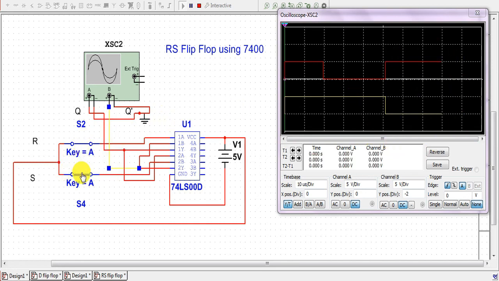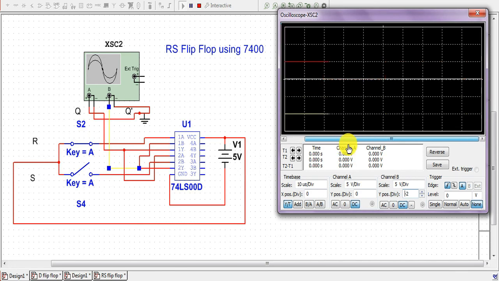Now again if we open the S switch, it goes into the reset state, and if we open the R switch, it goes to the set state. And by just changing the input, we can change the output of the flip-flop. And so this is all about our RS flip-flop using IC 7400.